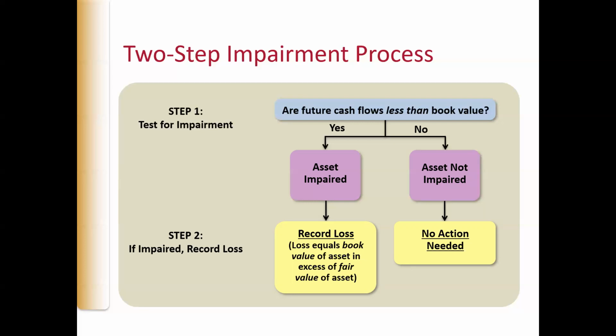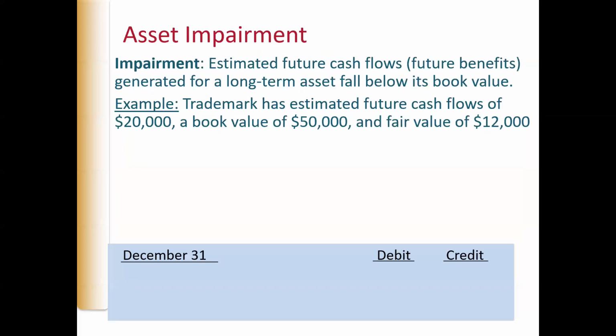So step one allows you to see if the asset's impaired, that future cash flows are less than book value. If that's the case, then you record the loss by showing the difference in the book value minus the fair value of the asset. So estimated future cash flows generated for a long-term asset fall below its book value.